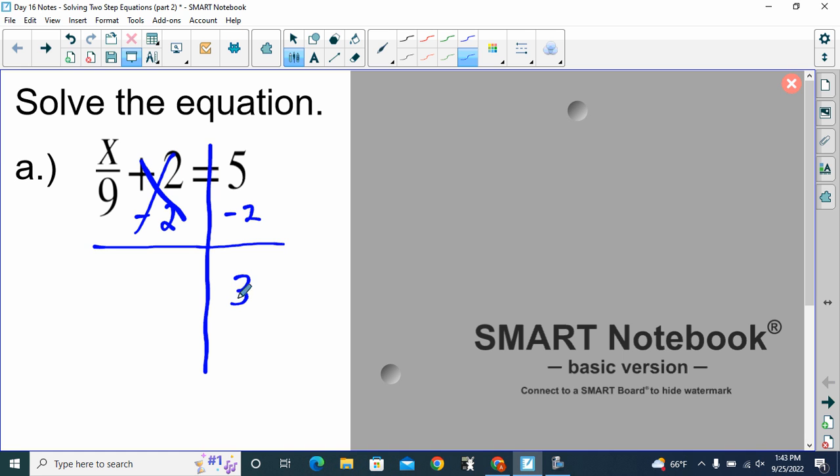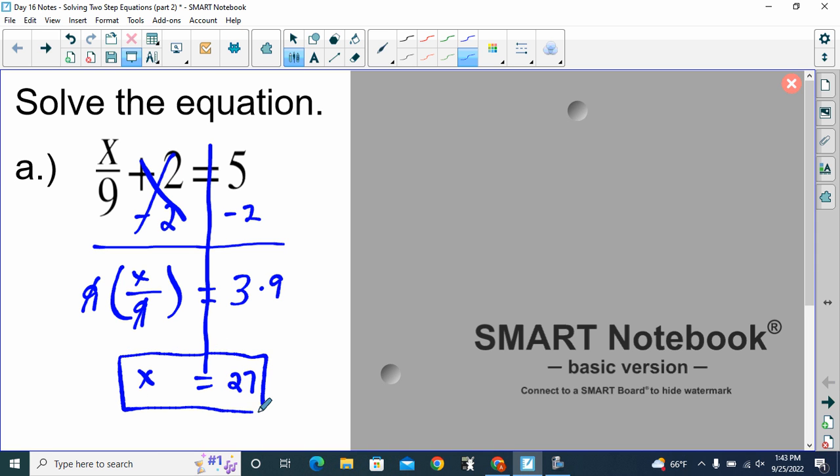5 minus 2 is 3. I bring down my equal sign. These canceled. And on this side, I have x divided by 9. To cancel out division, I need to multiply times 9. And if I do it on the left, I need to do it on the right as well. X equals 3 times 9, which is 27. X equals 27. Again, we looked at problems like that in the notes last class.